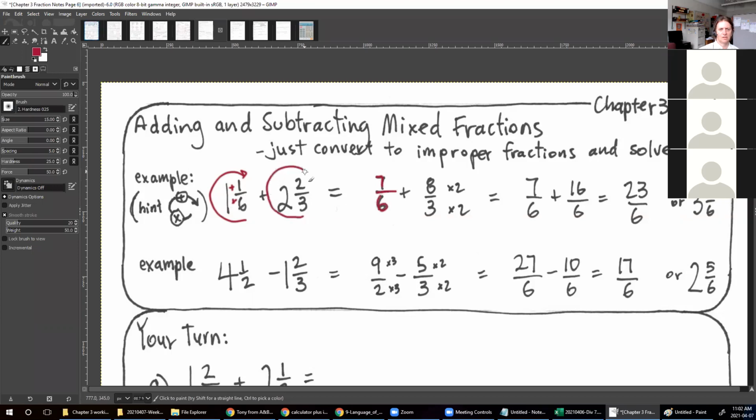Same with this one. This is going to be a times, and this is going to be a plus. So 2 times 3 is 6, plus 2 is 8. So it's 8, and the bottom number stays the same.